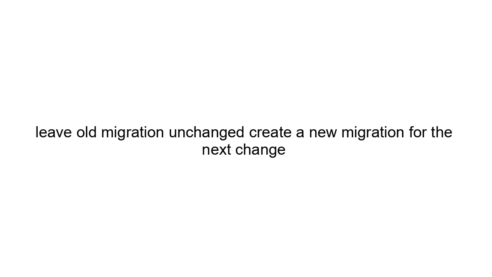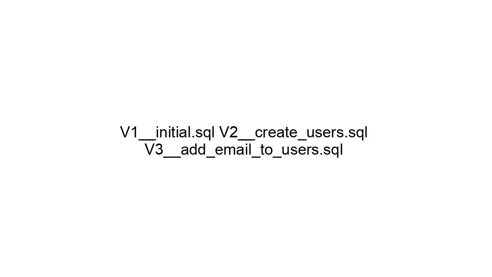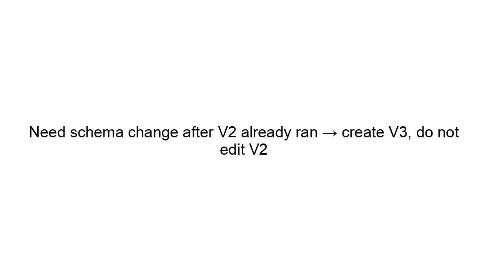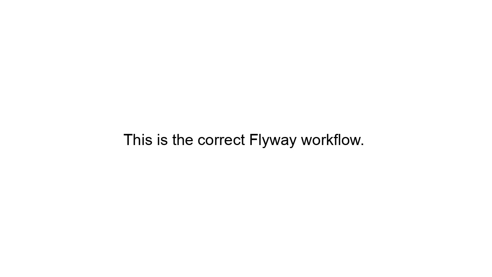Best practice rule. The most important Flyway rule is, do not modify an already applied versioned migration. Instead, leave the old migration unchanged. Create a new migration for the next change. Example: V1 initial.sql, V2 create users.sql, V3 add email to users.sql. Example concept. Need a schema change after V2 already ran means create V3. Do not edit V2. This is the correct Flyway workflow.